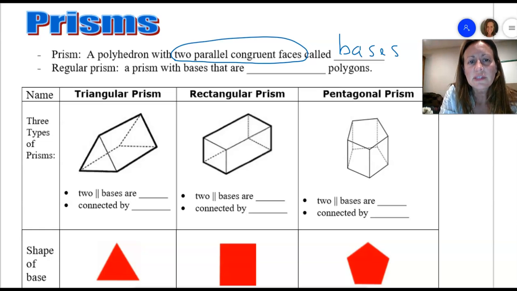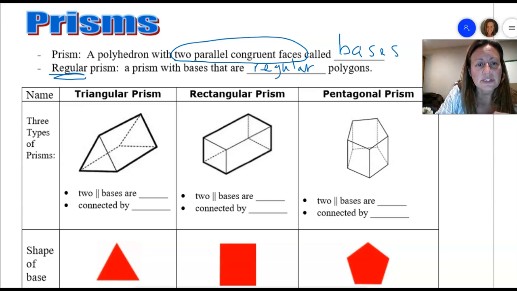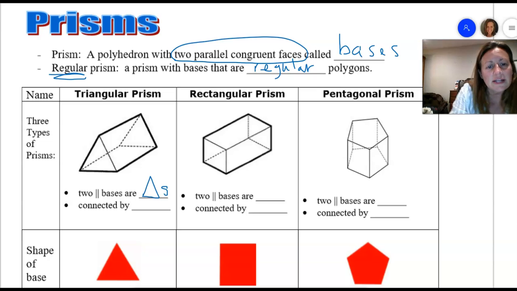Also, some prisms are considered regular prisms because they have bases that are regular polygons. And a regular polygon is a polygon which has all of its edges and interior angles congruent to each other. So, a triangular prism has 2 bases that are triangles. I'm just going to make it simple by drawing a little triangle there. And those 2 triangles are connected by 3 rectangles. The other faces besides the 2 bases are rectangles in a prism.